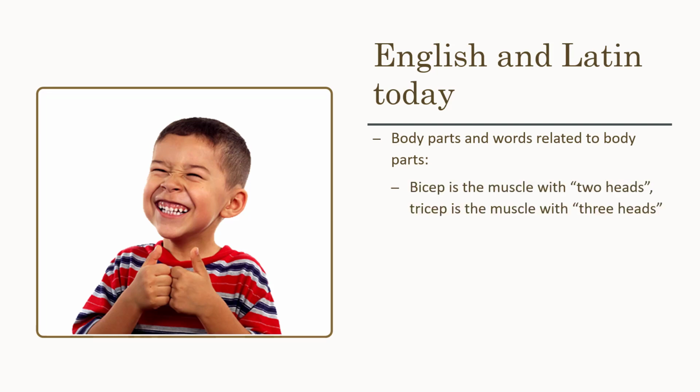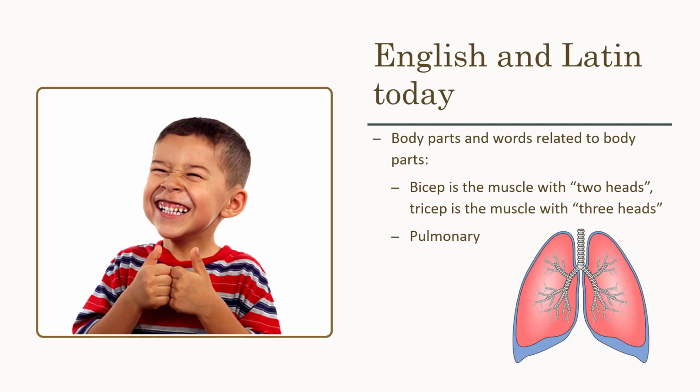For example, a bicep is a muscle with 2 heads in Latin, and a tricep is a muscle with 3 heads, 3 from 3. Pulmonary, it's related to lungs, like a pulmonary disease is a disease of the lungs. Why do we have the word pulmonary and not something that sounds like lung? Because pulmonary is the word that we have taken from Latin.